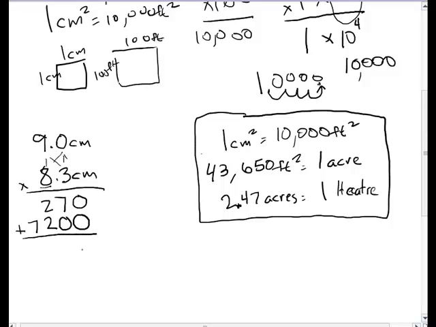I'm going to add the zeros together. I'm going to add the 7s together. I'm going to add the 2s together. It's left with a 7. How many decimals did I use? There's 2. So it's 74.7 centimeters squared.